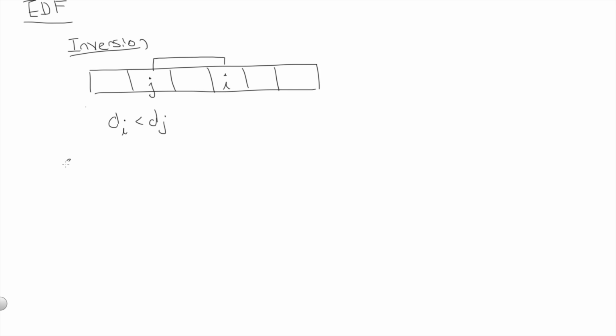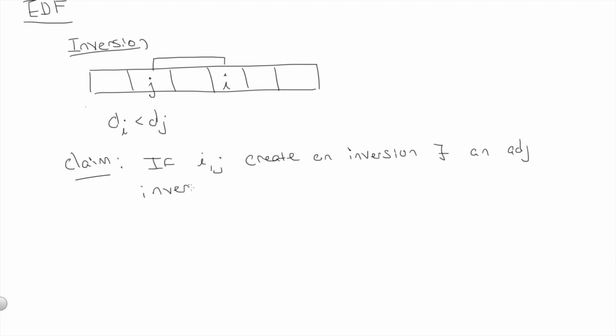And there's a claim that if I and J create an inversion, there exists an adjacent inversion. So what does that mean?